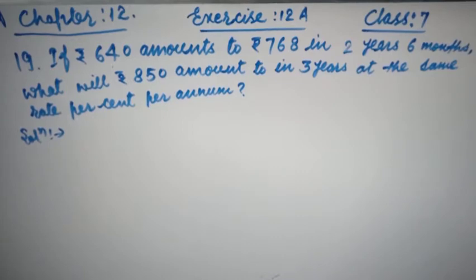Friends, this is class 7, chapter number 12, and the chapter name is simple interest. Here we will use the same formula as used in the previous video lecture, that is SI is equal to P into R into T divided by 100. So friends, let's get started.